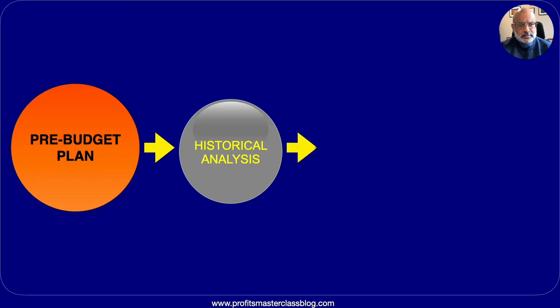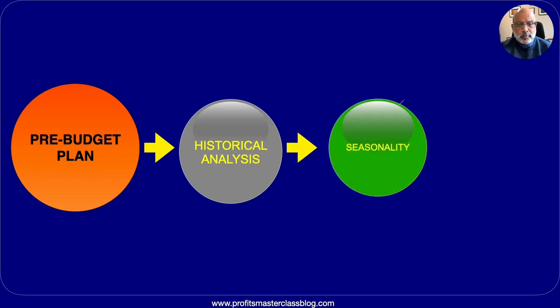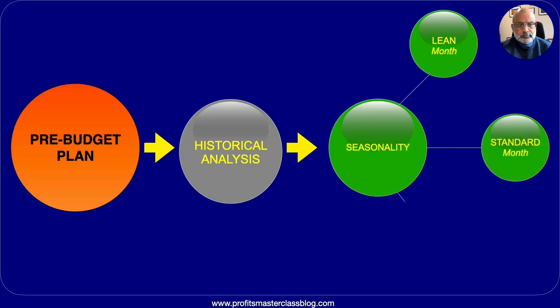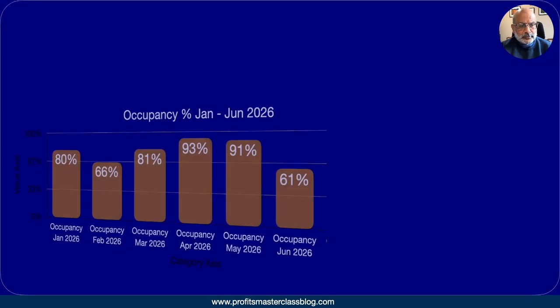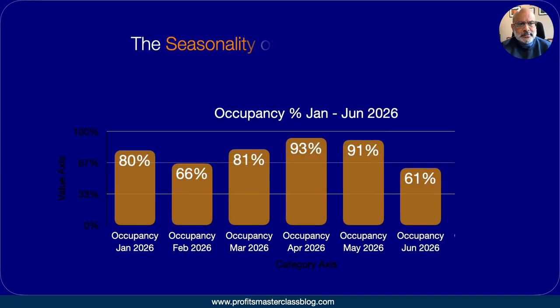Let me illustrate. A hotel is a seasonal business with occupancies varying from month to month. See the chart in the next slide. Note from the chart above how the hotel is a seasonal industry. Occupancies go up and down. They were 61% in June and 93% in April and 80% in January. That's a lot of fluctuations, and the business has to deal with it.